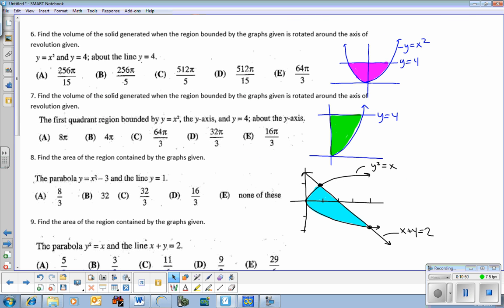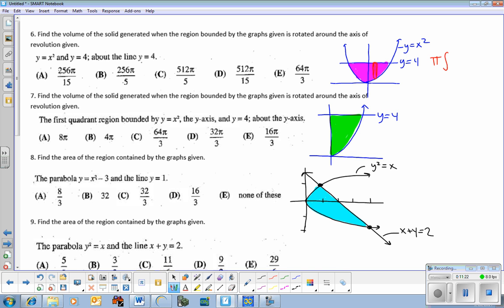All right. Try to move a little quickly here. Find the volume of the solid. The region bounded by the graphs is rotated around, in this case, y equals 4. The purple region is rotated around y equals 4. All right, so this one takes some solving after you get your integral set up. Let's get the integral set up. This is going to be disk method because the region borders the axis of revolution the whole time.